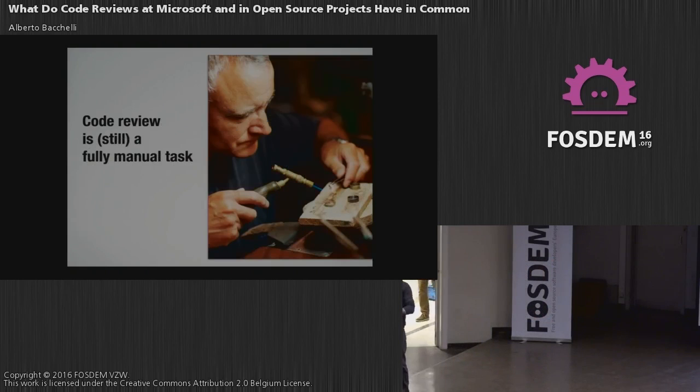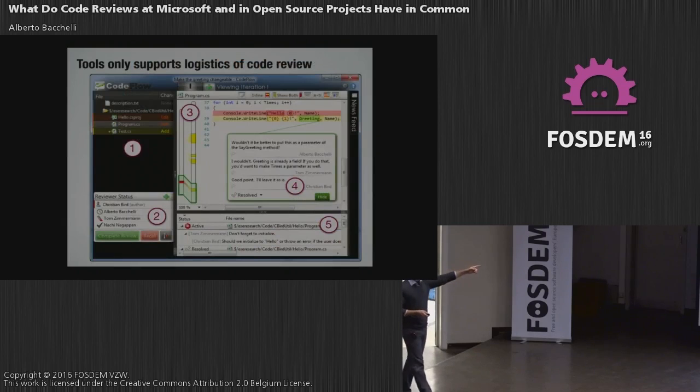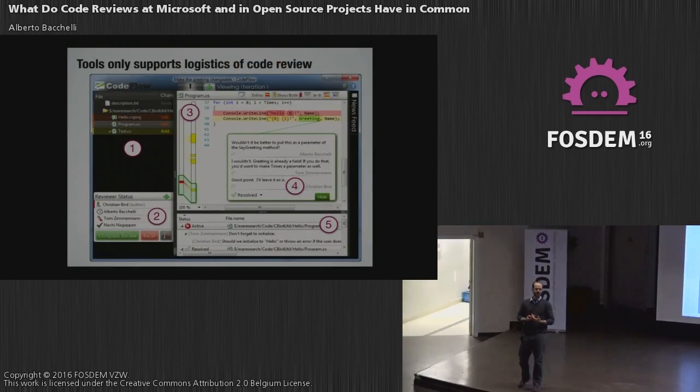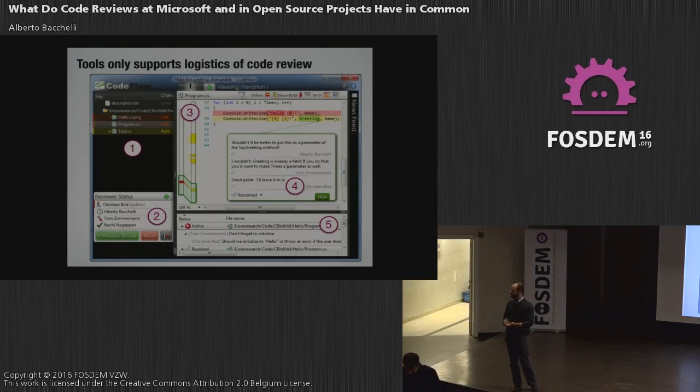Because nowadays code review is a fully manual task. If you look at this tool, which is exactly the same as all the other tools, when you receive some code, you have to understand yourself what's going on in the change you are reviewing, and decide whether it's a good or a bad one. Do you have any support? No. It's just you and your time that makes a code review good or bad.